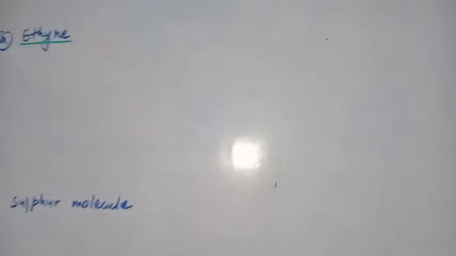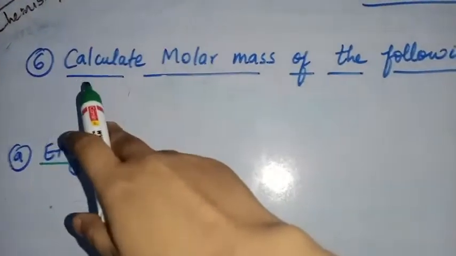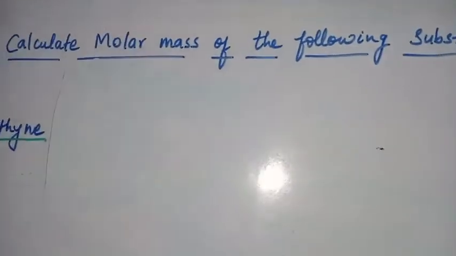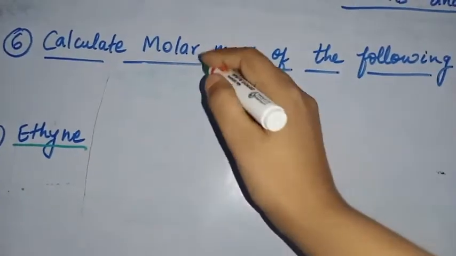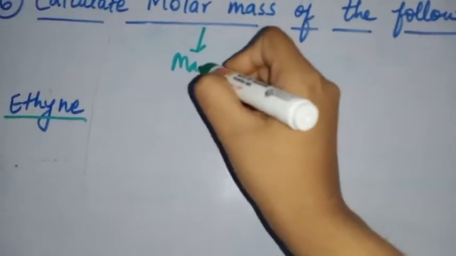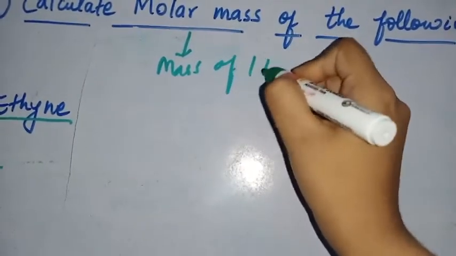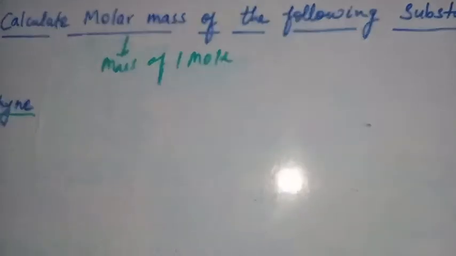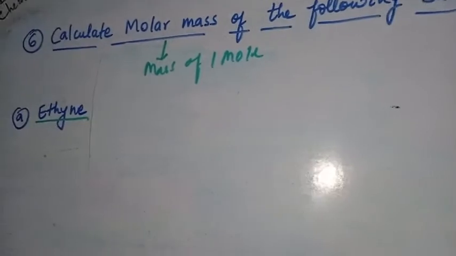So today we will solve the remaining exercise question of the chapter Atoms and Molecules, that is chapter 3. So the question is, calculate molar mass of the following substances. We have to calculate the molar mass. You should know molar mass means mass of 1 mole of atoms or 1 mole of molecules. So we have to find out the molar mass of following molecules.